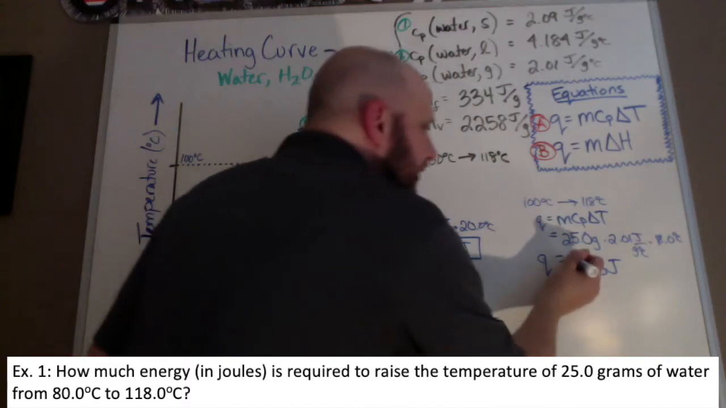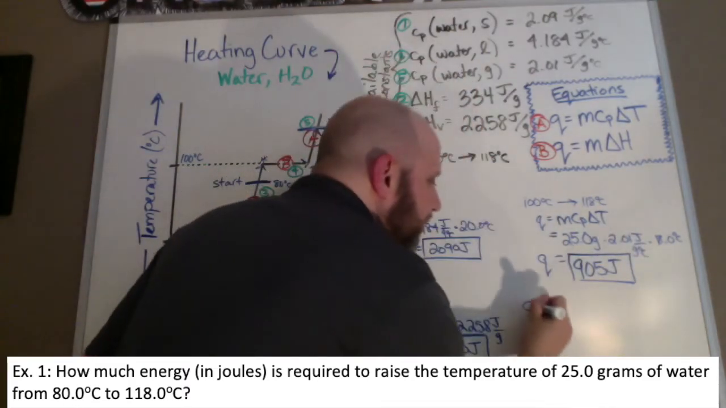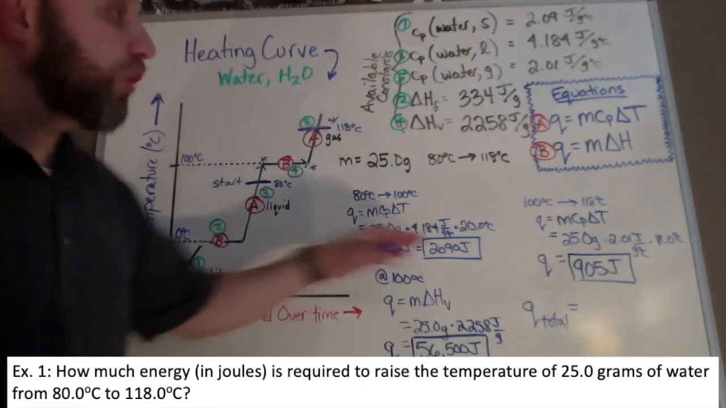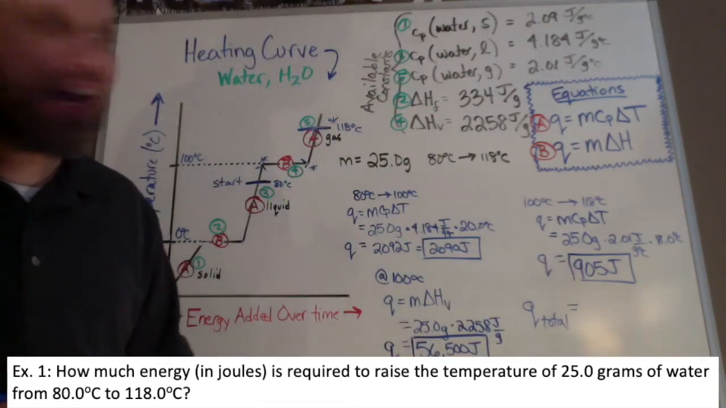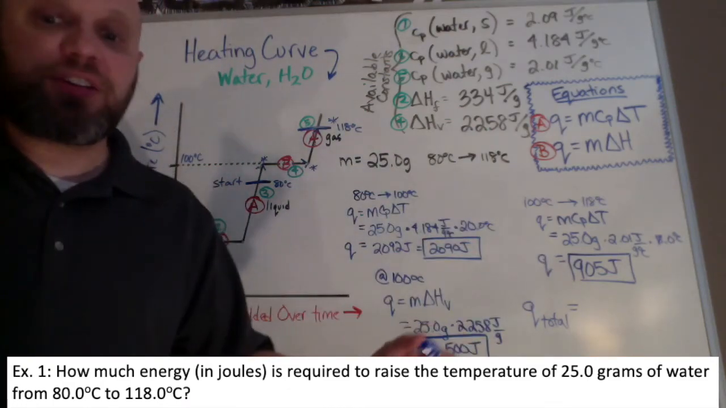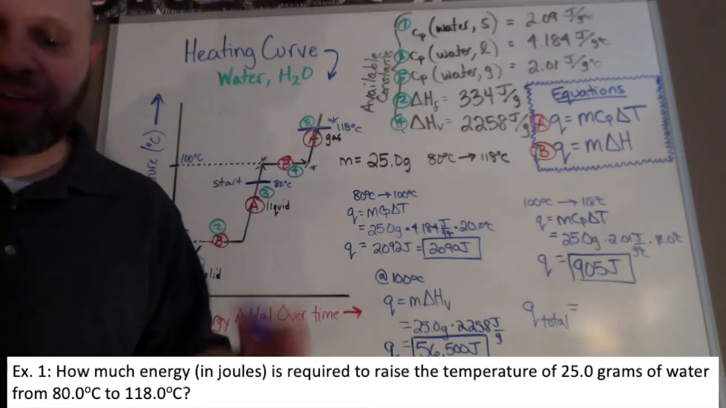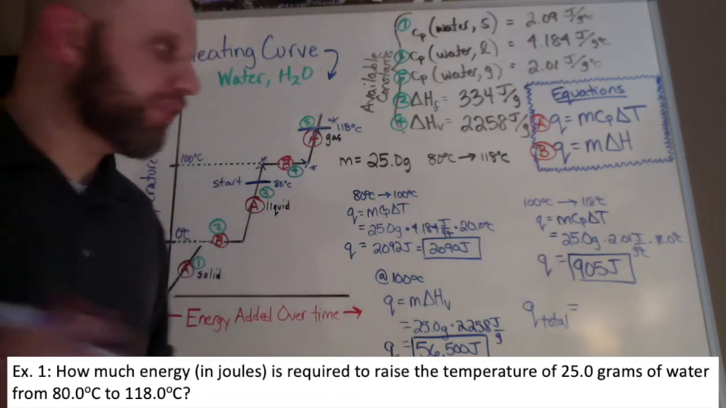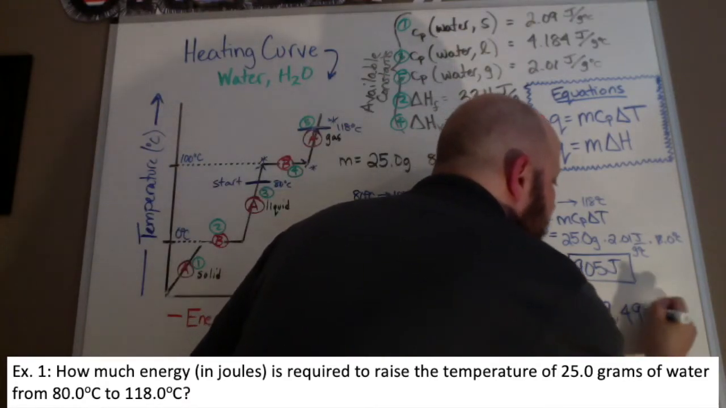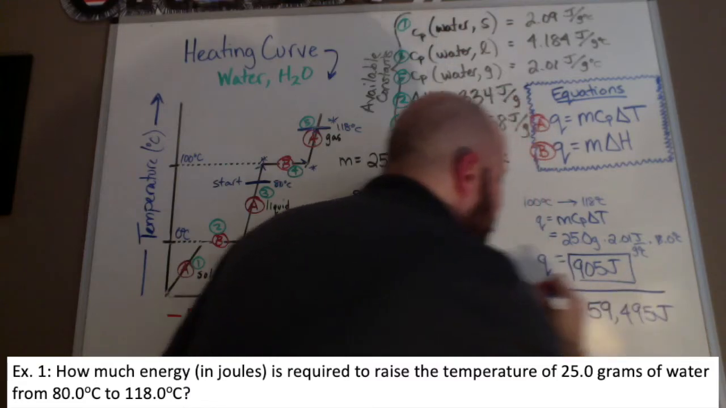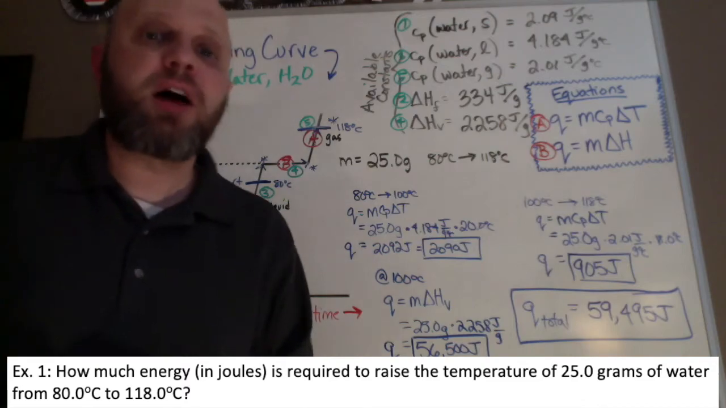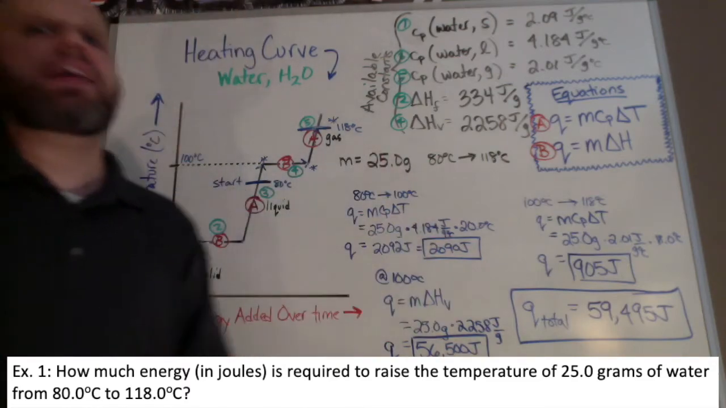All right, now that I have all three parts, what I'm really trying to calculate is the total amount of energy. So I would take these three pieces, add them together. Notice that I have no decimal places, so I'm just going to literally add them and keep all the digits based on significant figures, and I get an answer of 59,495. So my final answer to this problem is the sum of all of these different parts added together.